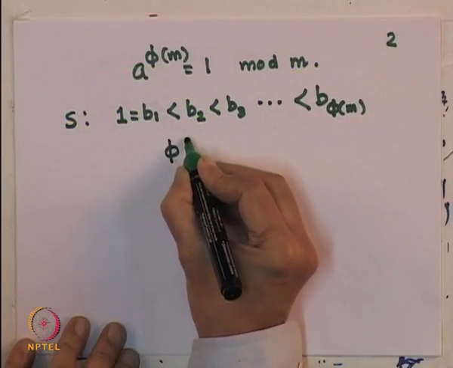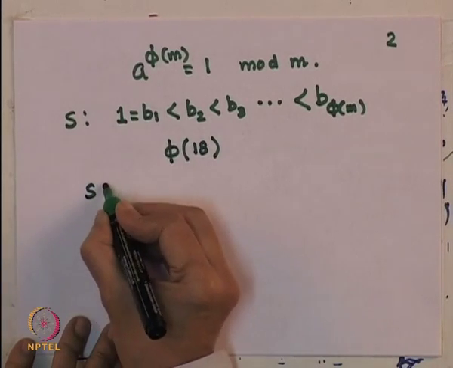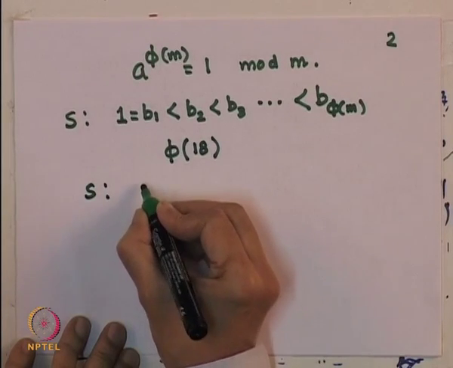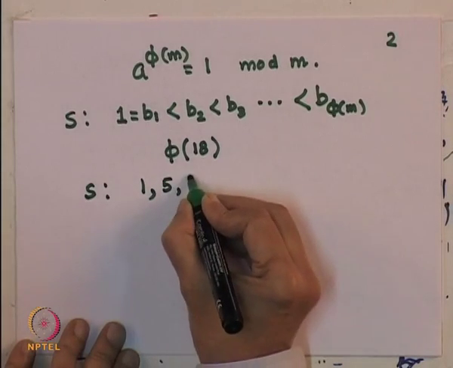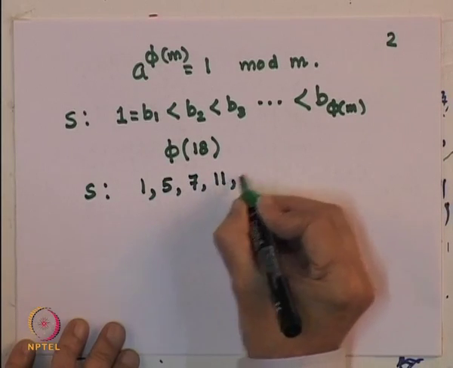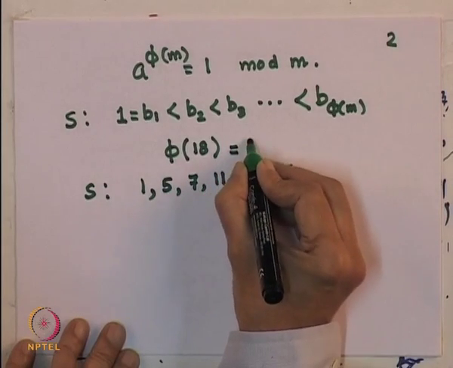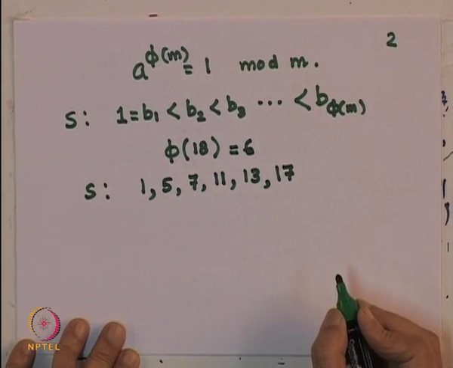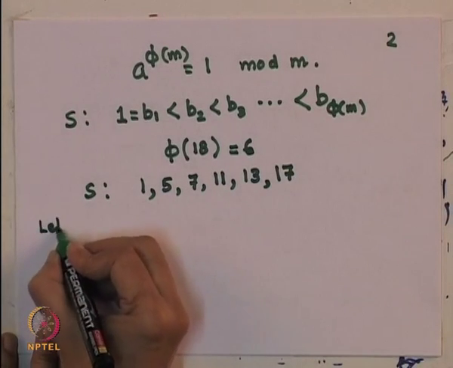Just to illustrate what I mean by that, let's take our old example of the number 18. We had said that phi of 18 consists of numbers which are 1 by definition, 5, 7, 11, 13 and 17. So phi of 18 is equal to 6. Now I am multiplying with a. Let me take a to be equal to 5.